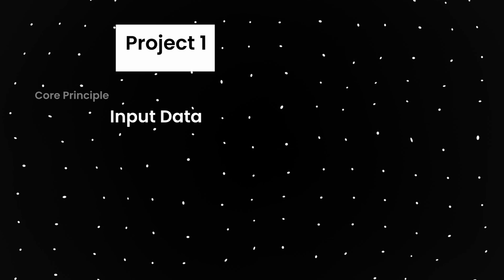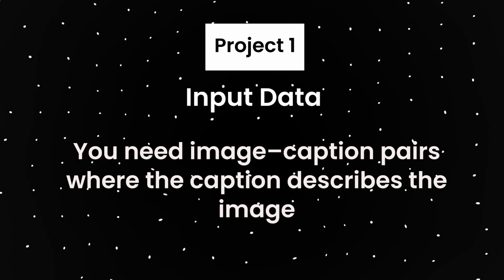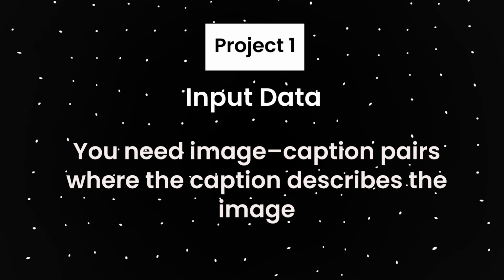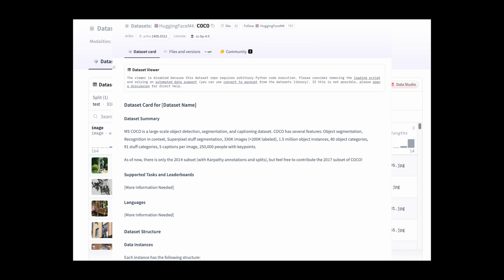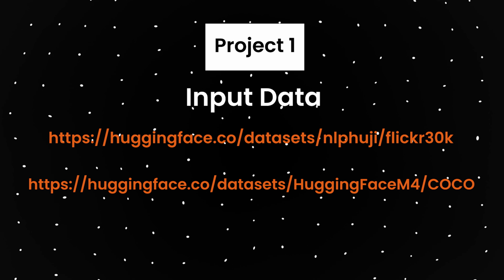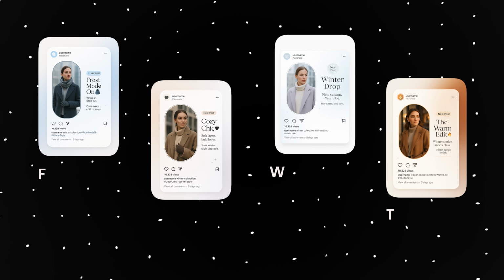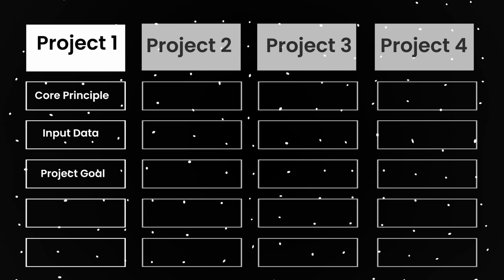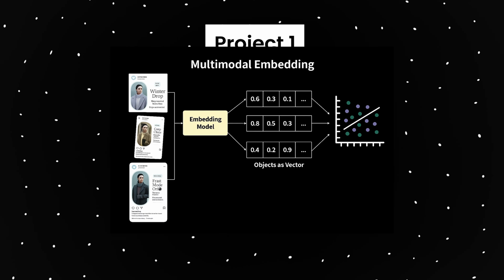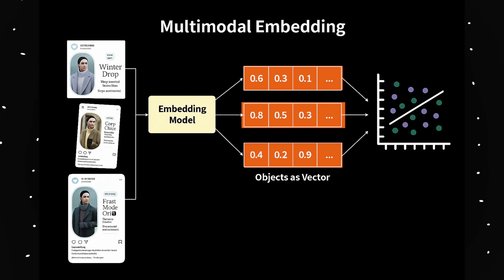So what input data do you need for this? You need image caption pairs, where the caption is the text that describes the image. You can get this dataset from COCO Captions, Flickr30K. Download links are on the screen. Or if you like, you can even curate a small set of marketing visuals with short taglines. The goal here is simple. Turn those images and captions into embeddings, numeric vectors that represent the meaning.